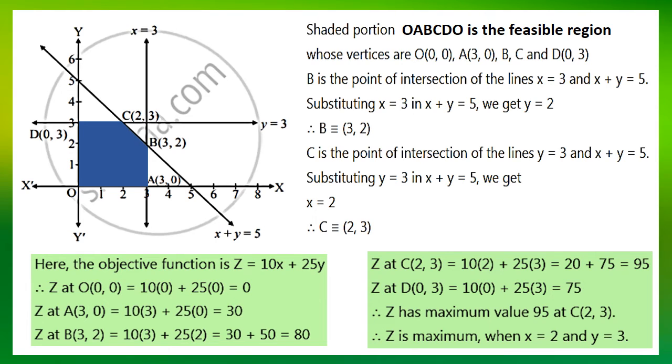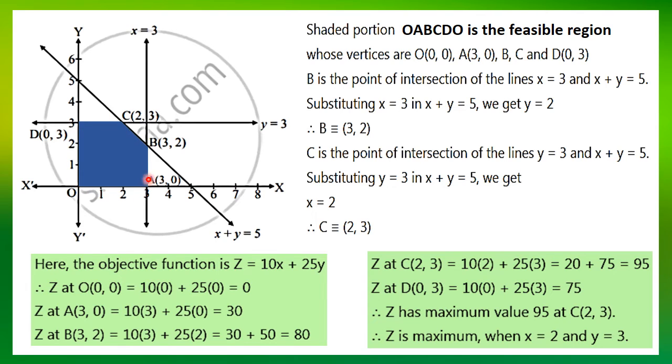Now we draw the diagram. Here the region corresponding to the inequality x less than or equal to 3 is the origin side we shaded, and then the region corresponding to the inequality y less than or equal to 3, that again is the origin side, and the third inequality x plus y less than or equal to 5, again the origin side. Then we will get a common region O, A, B, C, D, O. That is, it is a convex polygon.